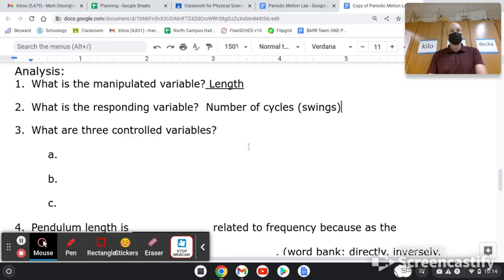3 controlled variables, so things that were supposed to stay the same. There are more than 3. I'm going to list 3 here. You might have different ones or more. The time, right? We kept the time 30 seconds the same.